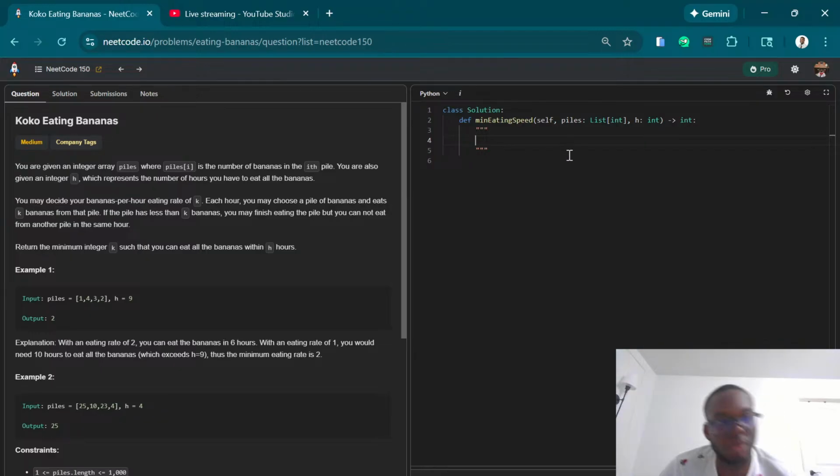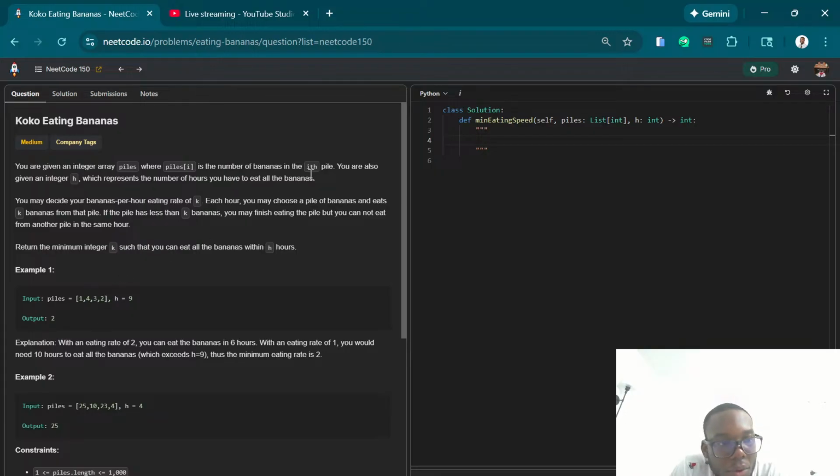Look, this problem, Koko Eating Bananas. You are given an integer array piles. Piles[i] is the number of bananas in the ith pile. So that means there's one banana in the 0th pile.